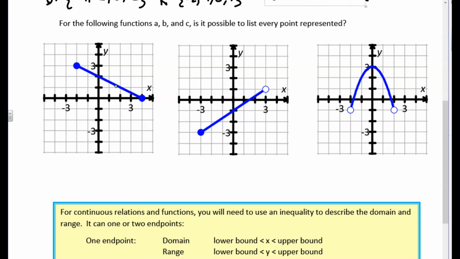So what I do instead, rather than listing my domain as a series of discrete points, I'm instead going to list the domain and range as an inequality that shows a range of values that we can take. So when we're focusing on the domain here, that's my x values. So I look from left to right to figure out my domain. The furthest left we go here is -2, and the furthest right we go is 4. And you'll notice we have closed dots on both of those.